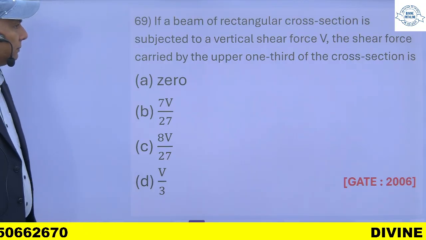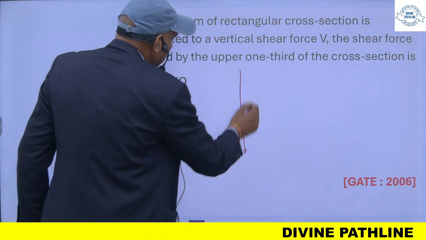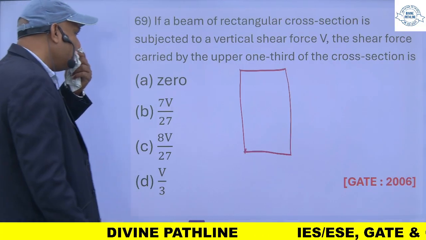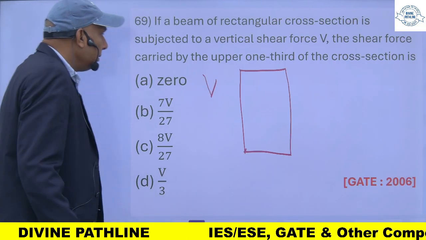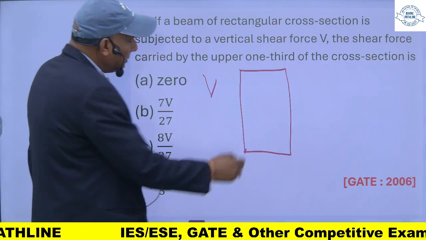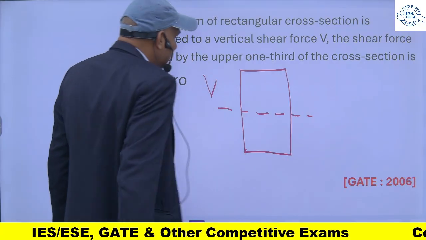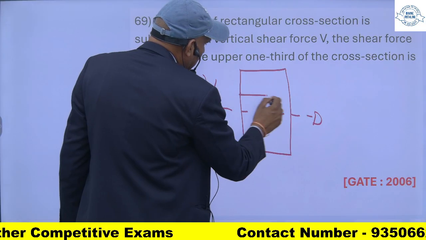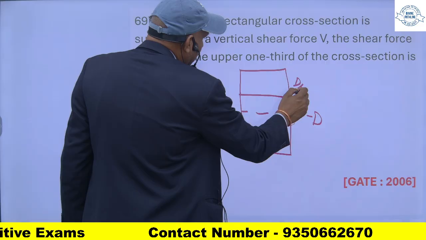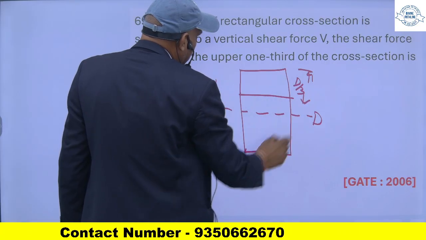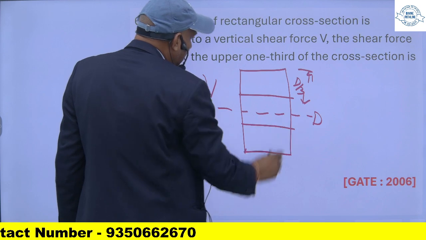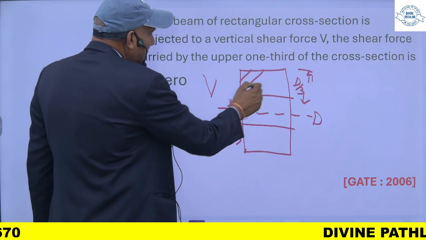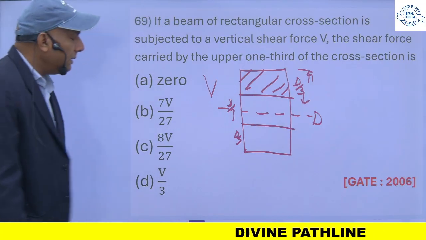If a beam of rectangular cross section is subjected to a vertical shear force V, then what is the shear force carried by the upper one third? Upper one third means, suppose this depth is D, so the upper one third will be this one. This is D by 3. So there are 3 parts now, each D by 3. So upper one third means this portion, and the shear force will be carried by this portion.